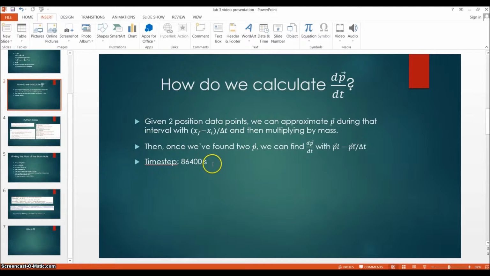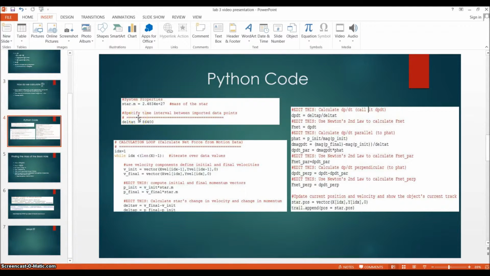Since this is tedious to do by hand, we let Python do it for us. When I entered the model into VPython, I had to format it in a specific way. I entered in the star's mass and the time step, then set a while loop that would calculate the initial and final velocities in the way described in the previous slide, later multiplying by the star's mass to convert the velocity values to momentum values. Then I defined delta v as v final minus v initial and delta p as p final minus p initial. Next, I defined dp/dt in terms of previous lines of code and set Fnet equal to this value.